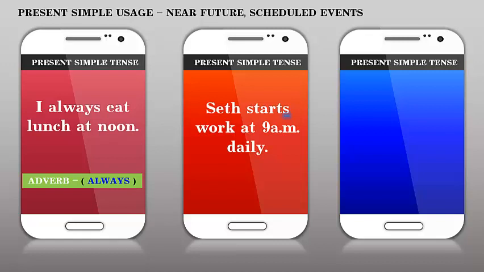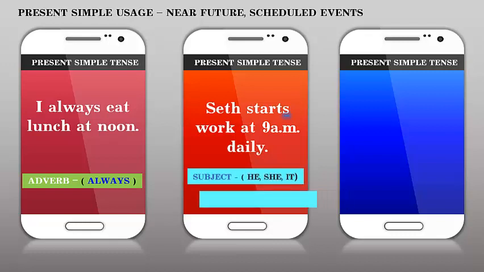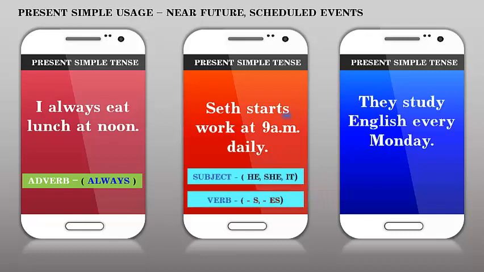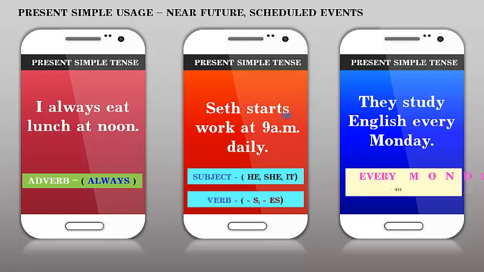And the last example, they study English every Monday. Again, every Monday means that they do it regularly, and that's why we use the present simple tense, they study. So as a review, remember we use the present simple tense to talk about habits and routines that happen regularly. Let's move on.